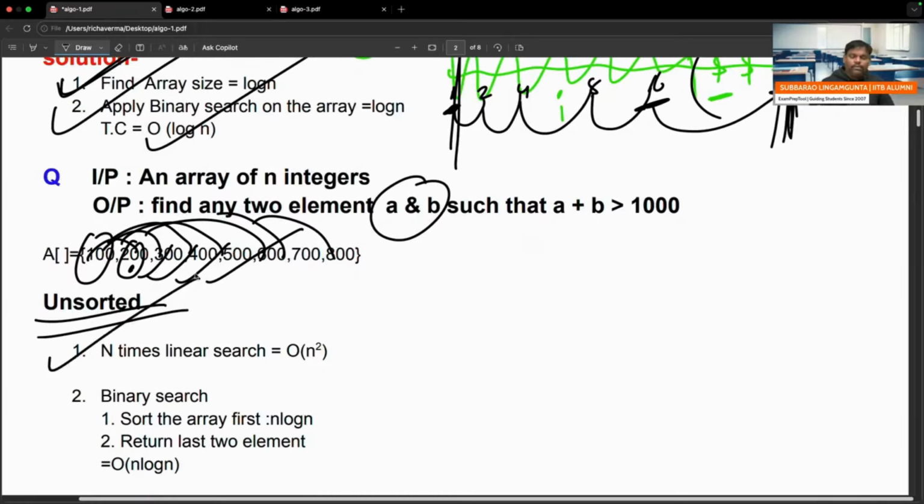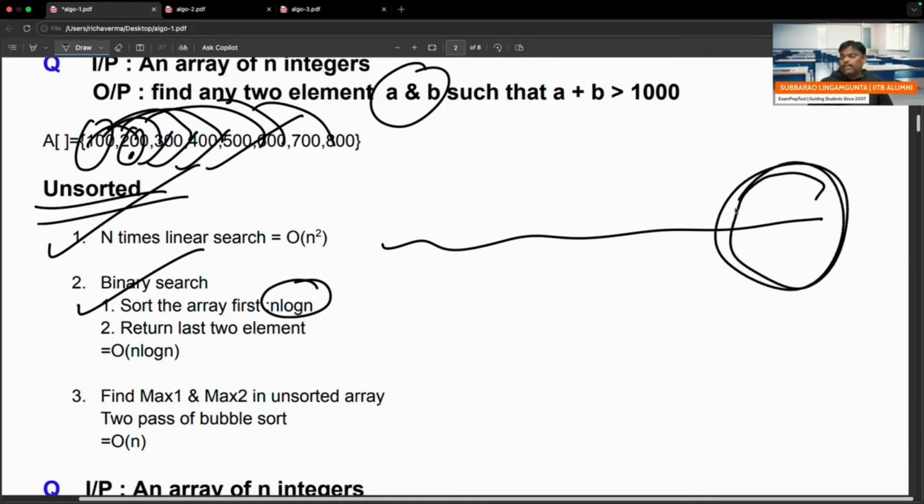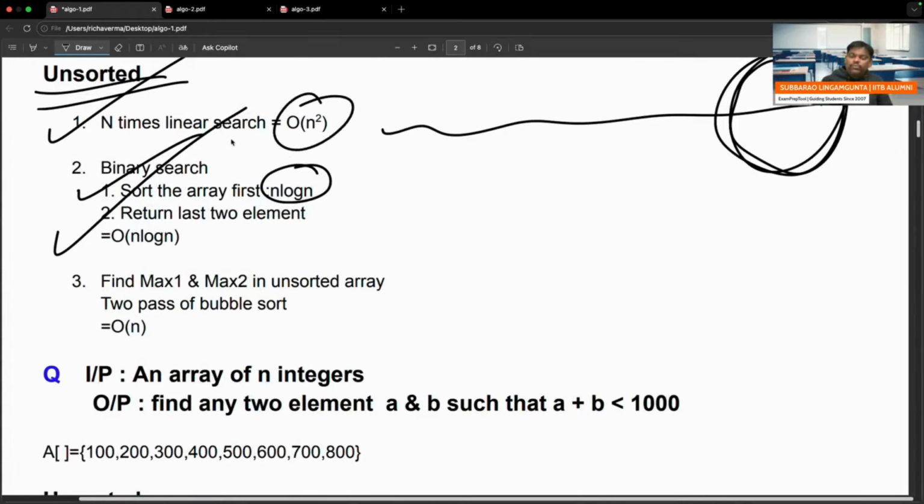That is one way. If you want to apply binary search, first sort, which will take n log n. After sorting, if you want two elements whose sum is greater than 1000, the last two people are the answer. First sort, return the last two elements, which is n log n. There is no need to apply binary search. That is one idea. So comparing with the first one, n log n is better.